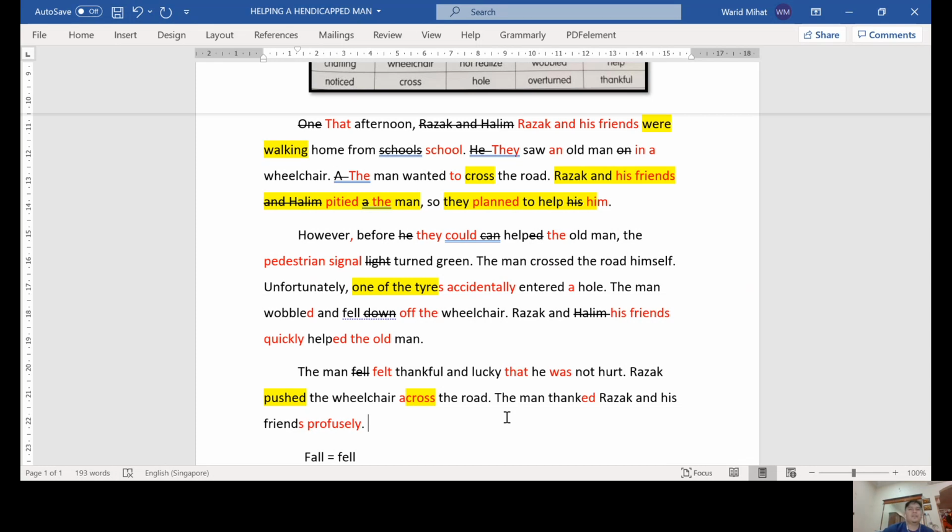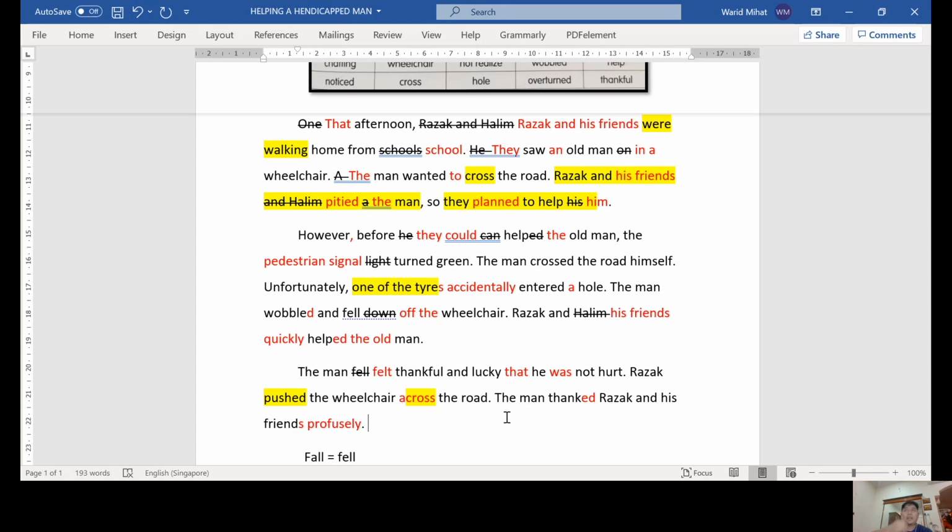The man wanted to cross the road. Raza and his friends pitied the man, so they planned to help him. However, before they could help the old man, the pedestrian signal turned green. The man crossed the road himself. Unfortunately, one of the tires accidentally entered a hole. Okay. The man wobbled and fell off the wheelchair. Not fell down, tapi fell off the wheelchair. Sebab dia terkeluar daripada wheelchair dia.